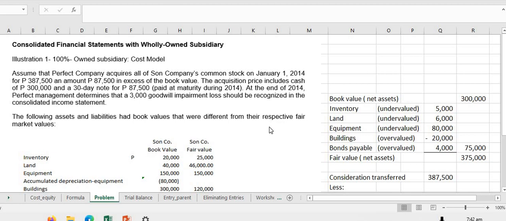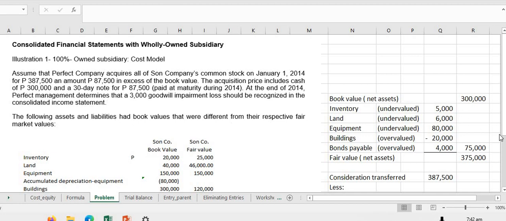Okay, so we have here, assume that Perfect Company acquires all of Sun Company's common stock on January 1, 2014 for 387,500, an amount 87,500 in excess of the book value. Therefore, the book value of the net assets is actually 300,000. So the acquisition price includes cash of 300,000 and a 30-day note for 87,500. It was paid in 2014. At the end of 2014, the Perfect management determined that the 3,000 goodwill impairment loss shall be recognized in the consolidated income statement.